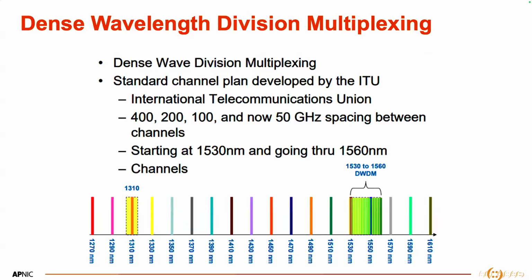Between two consecutive lambdas, there might be different types of channel spacing. There might be 50 gigahertz, 100 gigahertz, 200 or 400 gigahertz, right? This channel spacing also depends on the design of your network, so it can be any one of them.